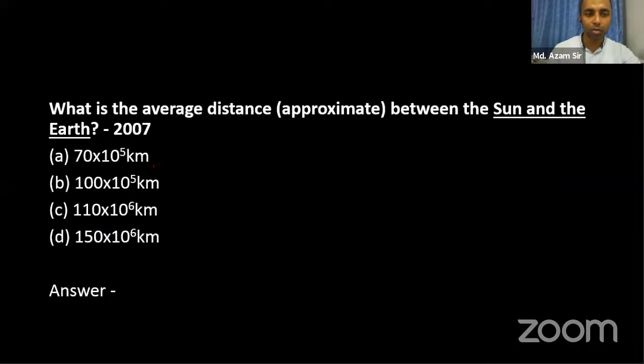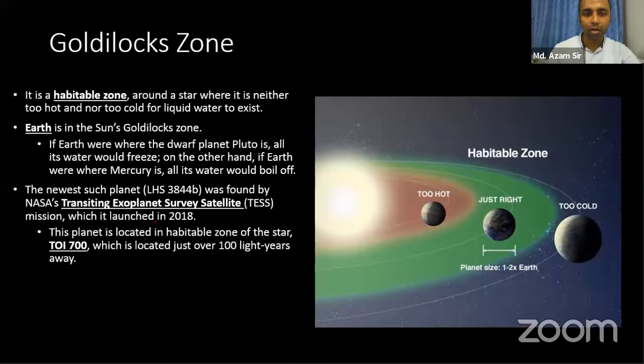So this question was about that only, and since I've already said the answer: what is the average distance between the Sun and the Earth? It is 150 million kilometers. Not a difficult question at all.